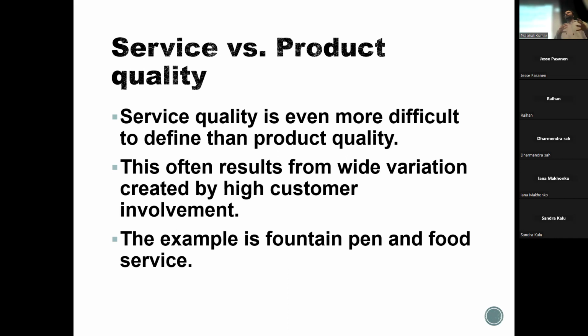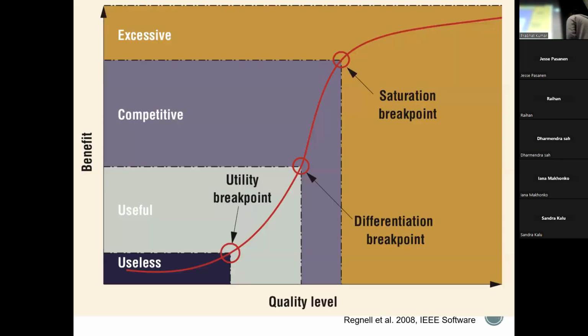With this example, you should understand that for any service which we give, telling whether that service has high quality is going to be more difficult compared to a simple product. Service will always be a more challenging task compared to a product. Now if service and product are both there, this graph is from an article published in 2008 in IEEE Software.